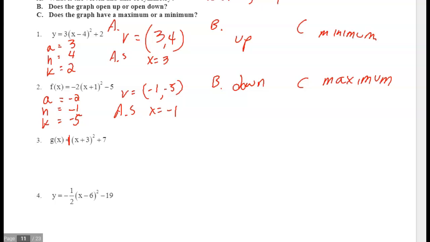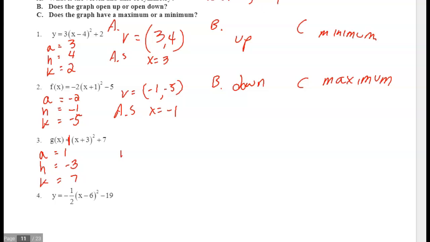In this case, there's a 1 in front. So there is no stretch or compression. Okay, those first two were compressions that made it smaller. This one here is neither. A equals 1, and our H equals -3. Remember, it's always the opposite inside here. And our K is 7.